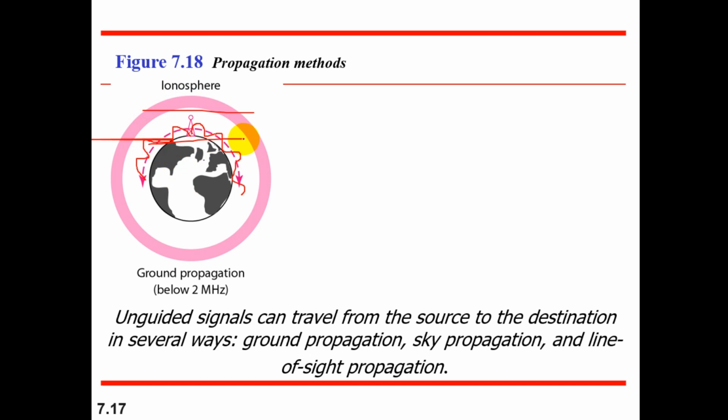At a lower range of frequencies, the behavior of these two, the earth surface and the atmosphere, is that they confine the signal close to the earth surface. So the signal travels by touching, or kissing, the earth surface again and again. This type of propagation is known as ground propagation, and it is visible when you are operating in the 2 megahertz range.